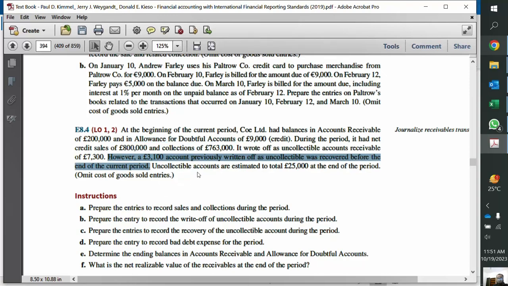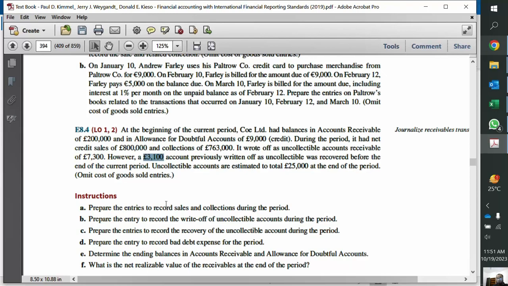When it is recovered, we just reverse the entry first. This kind of entry, which we would have made for this amount in the previous period, we reverse it. So first of all we debit accounts receivable, we restate accounts receivable, and we credit the allowance account, right? Because this is the entry we would have made when we wrote off the accounts receivable.